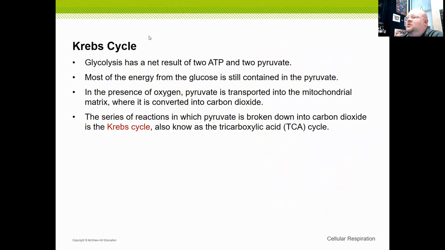Then the Krebs cycle. Glycolysis has a net result of 2 ATP and 2 pyruvate. That doesn't seem like a lot, right? Most of the energy from glucose is contained in the pyruvate. So in the presence of oxygen, pyruvate is transported into the mitochondrial matrix where it's converted into carbon dioxide. This series of reactions where pyruvate is broken down into carbon dioxide, we call the Krebs cycle, or the tricarboxylic acid cycle, or TCA cycle. I'm mostly going to call it the Krebs cycle, but those are other names for it. This part makes the most of the ATP that is used.